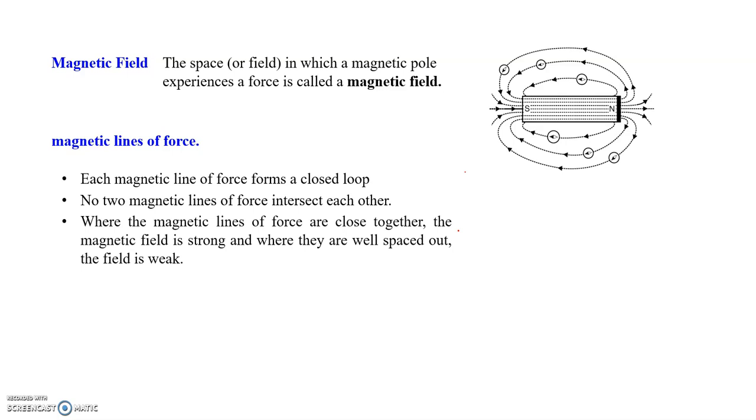Next is that where the magnetic lines of force are close to each other, the magnetic field is strong, and where they are well spaced out, the field is weak. Wherever the magnetic lines are close to each other, the magnetic field will be strong, and wherever the magnetic field lines are far from each other, the magnetic field will be weak.